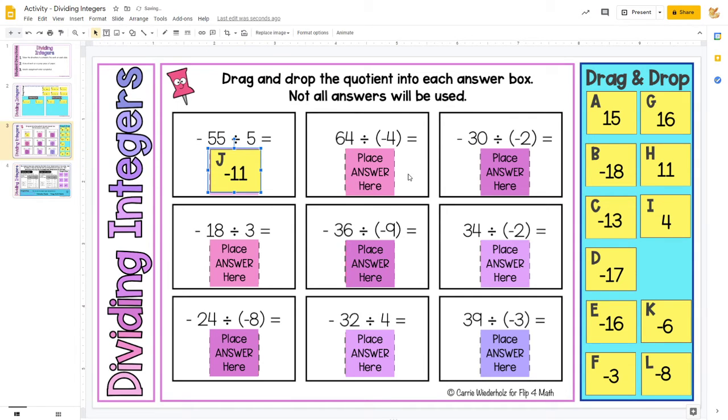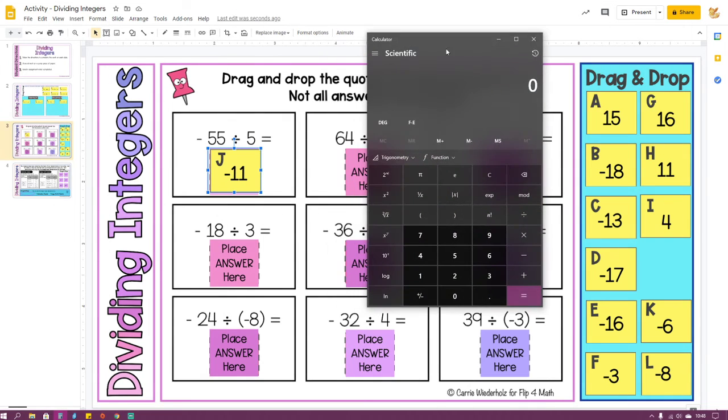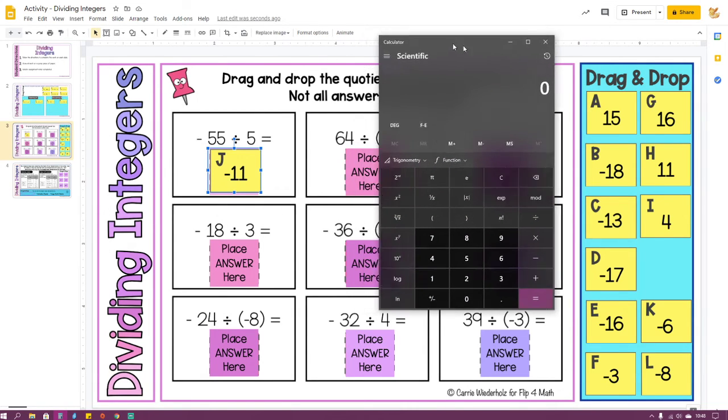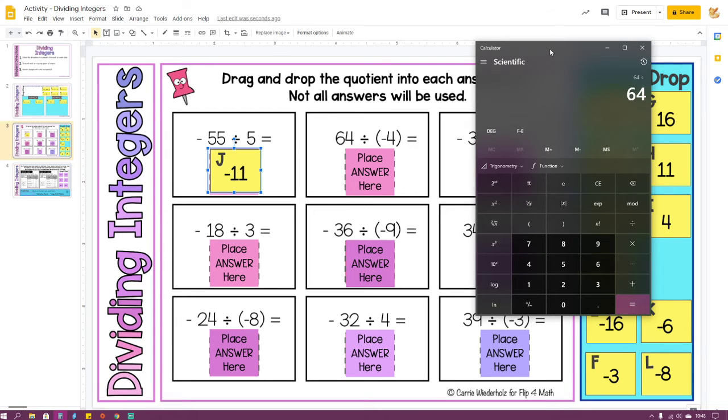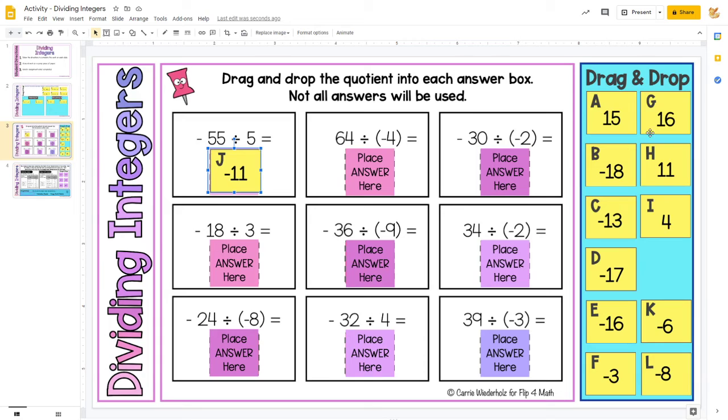Okay. Now we have 64 divided by 4. I don't know what that is, so I'm going to pull up a calculator to help me. 64 divided by 4 is 16. Since one is negative, it's going to be negative 16, so it's not G, E. Here we go.